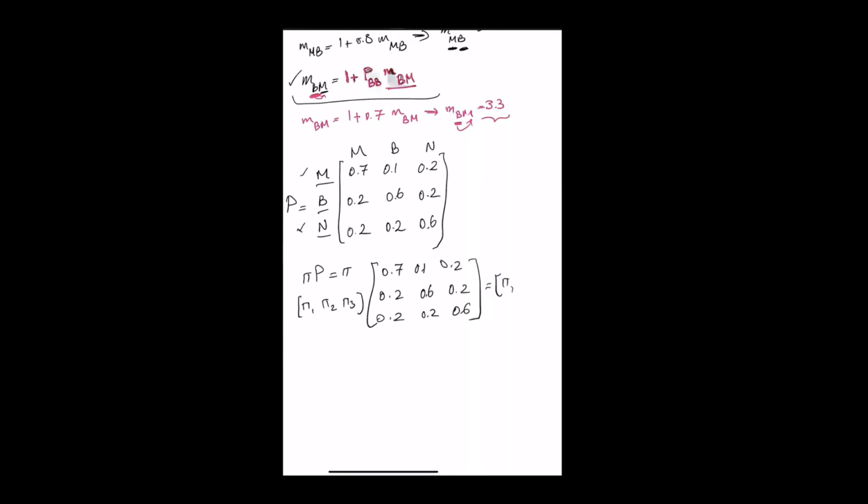Equals to pi 1, pi 2, pi 3. Now, if I want to write the equations, the first row multiplied by the first column: 0.7 pi 1 plus 0.2 pi 2 plus 0.2 pi 3 equals pi 1. Then multiply this row by the second column: 0.1 pi 1 plus 0.6 pi 2 plus 0.2 pi 3 equals pi 2.